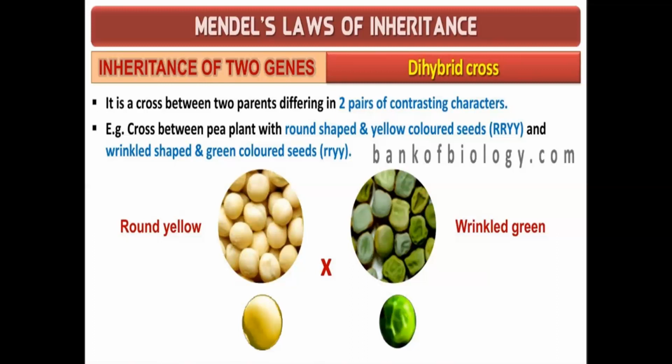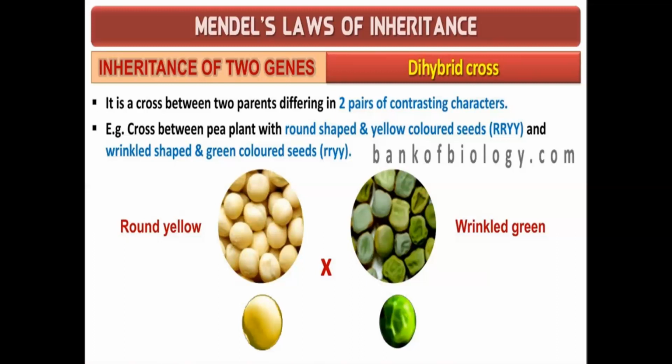Example, a cross between a pea plant with round and yellow colored seeds. Round is one character, yellow is the other. So he took a plant showing round seeds with yellow color, and the other plant was having wrinkled seeds with green color. He pollinated these two plants. That is called cross pollination, or hybridization.